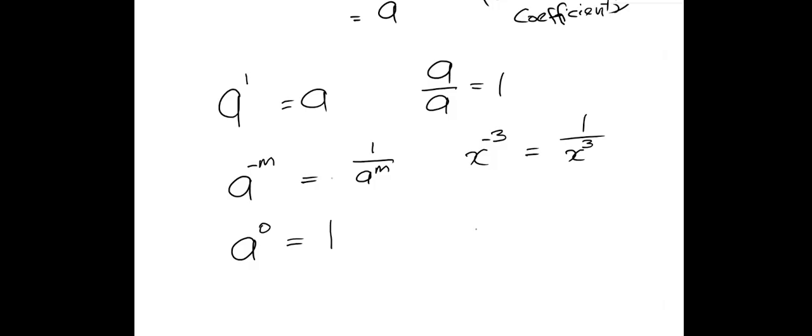Does this apply for any number? Yes. Any real number to the power of 0 equals 1. There is one exception, except for 0 itself. Okay, 0 to the power of 0 does not equal 1. It's no such number.